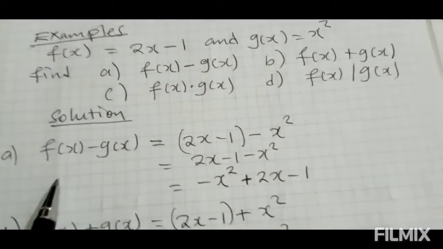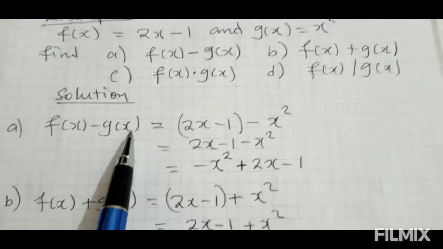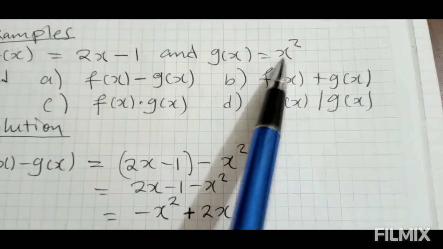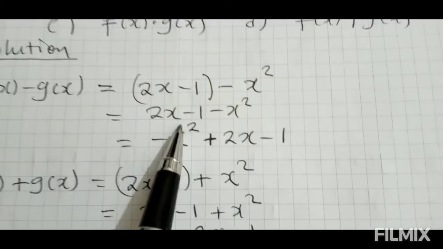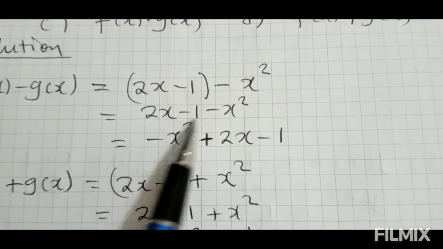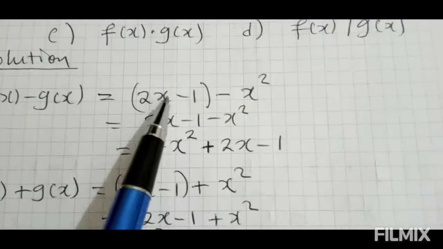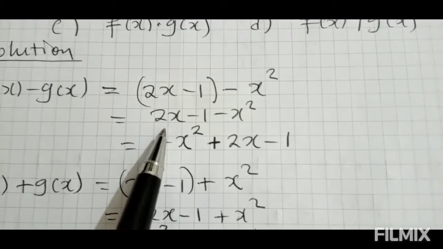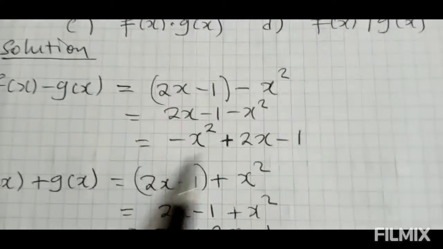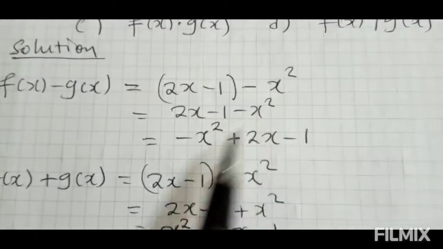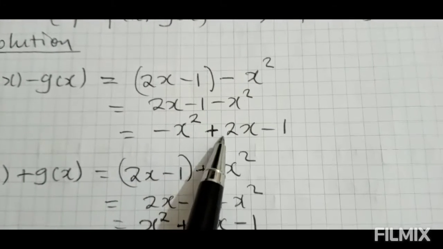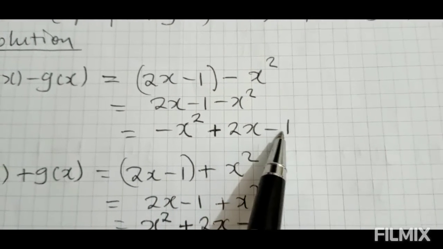Solution. So f of x minus g of x: we get our f of x, it's this one, we just put it here. Our g of x is here, we put it here, and then we distribute. Here we just get it from outside the brackets, so we have 2x minus 1, and then we start with the order, which is the square, x squared, and go into the constant. So we have minus x squared plus 2x minus 1.